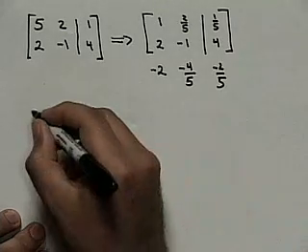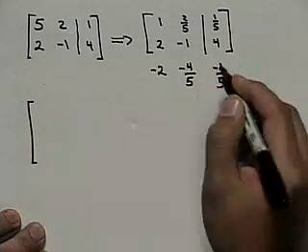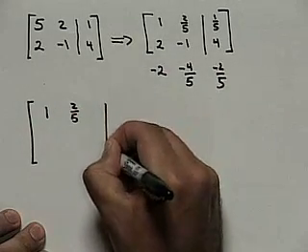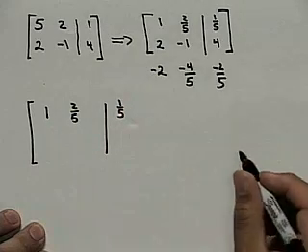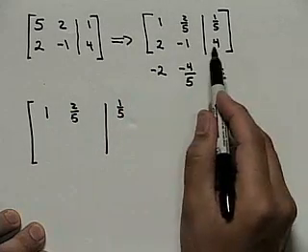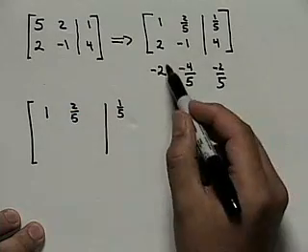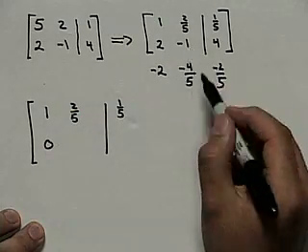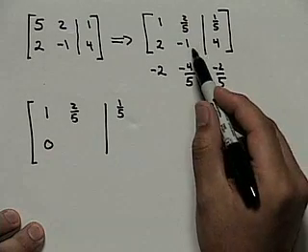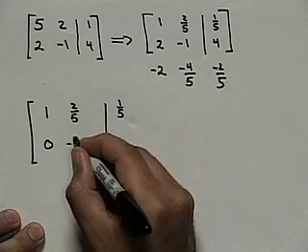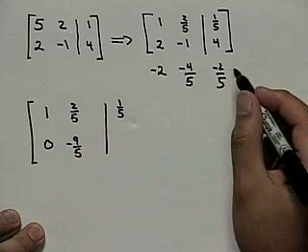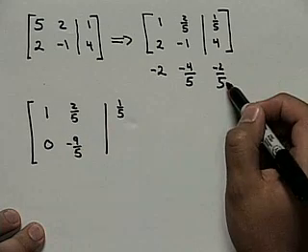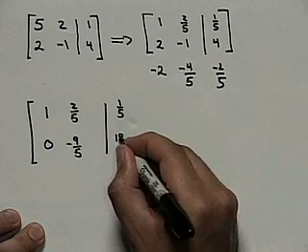And now we want to rewrite this matrix, keeping the top row the same, 1, 2/5, and then 1/5. But now we want to add this new row to the bottom row to create the new bottom row. So 2 plus the -2 gives us 0. -1 plus the -4/5 is really -5/5 plus -4/5, and that's -9/5. And then 4 plus the -2/5 is really 20/5 plus -2/5, which is 18/5.